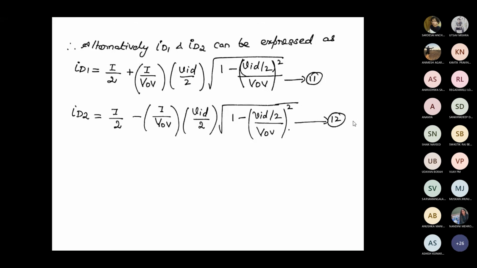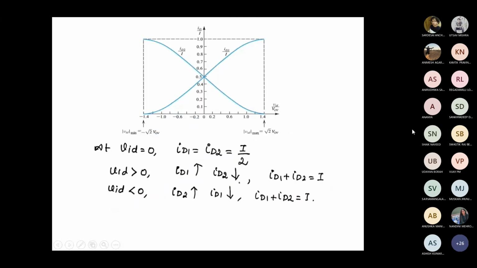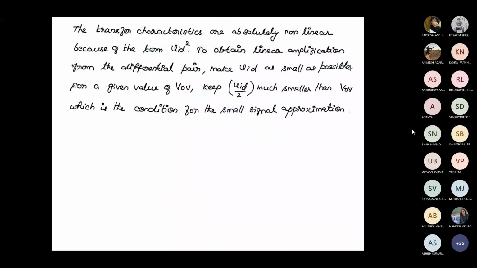Okay, so in order to improve the linearity of the system, we are going to neglect the square term, and we are going to limit equations 11 and 12 to VID alone. So we are going to keep VID as small as possible in order to improve the linearity. To obtain linear amplification from the differential pair, make VID as small as possible. For a given value of the overdrive, keep VID by 2 much smaller than the overdrive voltage, which is the condition for small signal approximation.